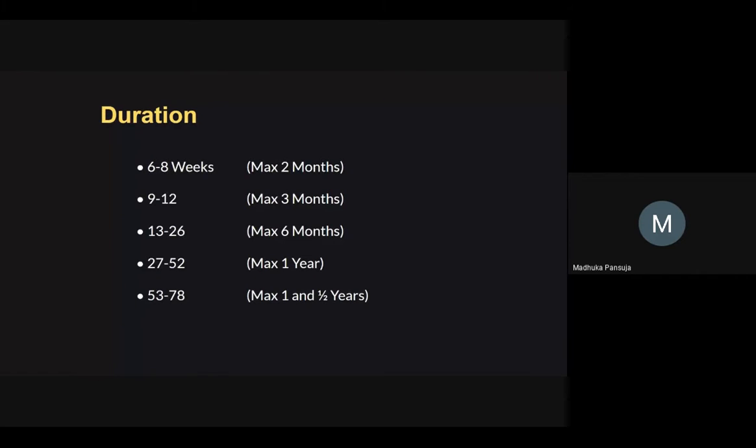The first category is 6 to 8 weeks, that means a maximum of 2 months. Then 9 to 12 weeks, a maximum of 3 months. Then 13 to 26 weeks, a maximum of 6 months. Then 27 to 52 weeks, a maximum of 1 year. And 53 to 78 weeks, a maximum of 1.5 years.